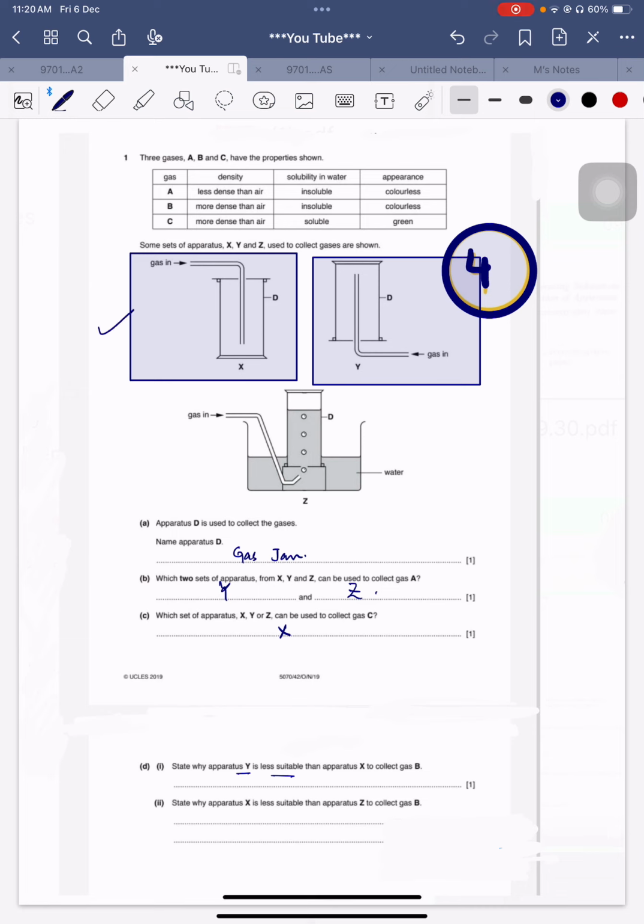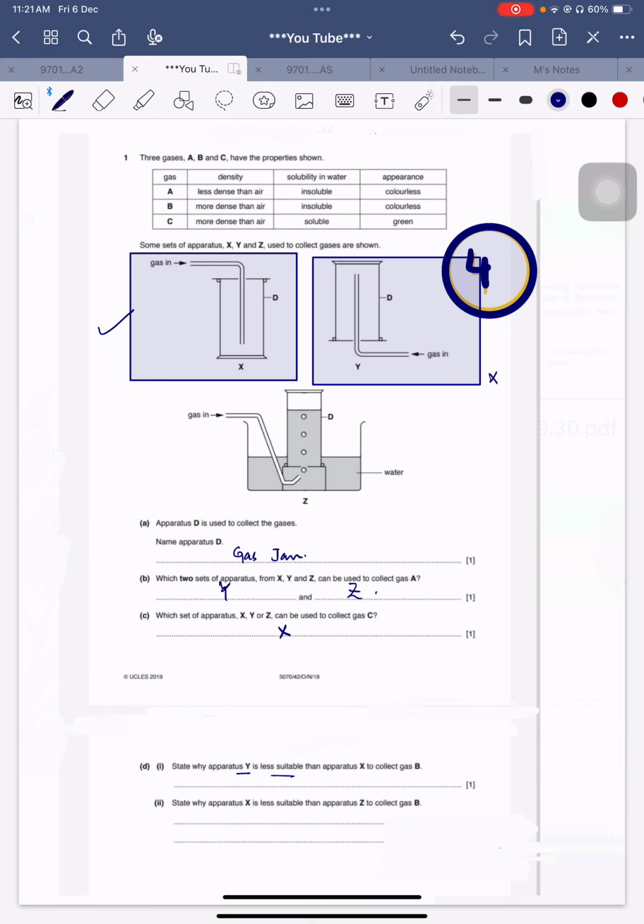So apparatus X, they are considering it is more suitable to collect B, as compared to apparatus Y. Okay, so to collect gas B, apparatus Y is just taking the gas up. So if it is more dense, then how is it going to move up? So that's why X will be used.